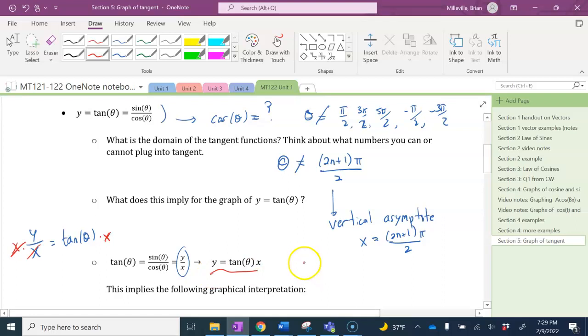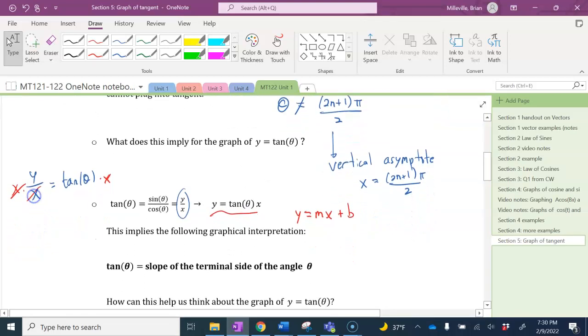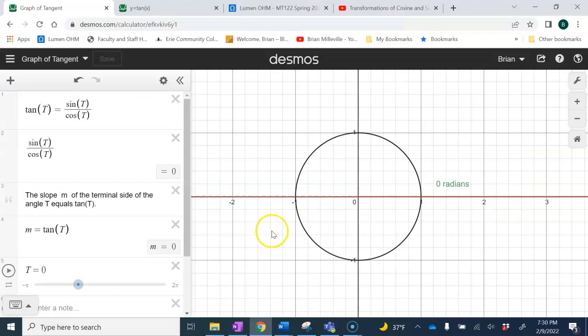Now, remembering our knowledge about linear functions, where we have y equals mx plus b, we know the coefficient in front of x is the slope of that line. Our value for b here would be 0. So what we're really referencing here is this graphical interpretation that the tangent of the angle theta is really the slope of the terminal side of the angle theta. Then we're going to look at how that can help us understand the graph. So let's go over to Desmos and do a little investigation here.